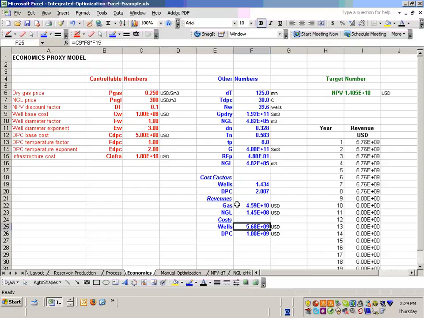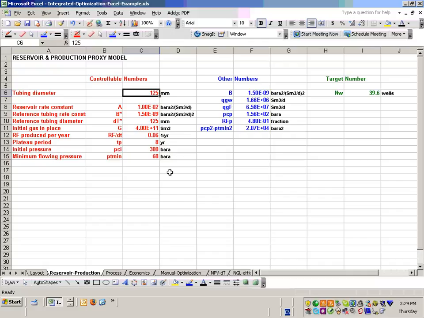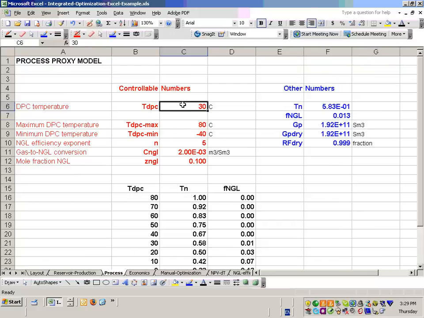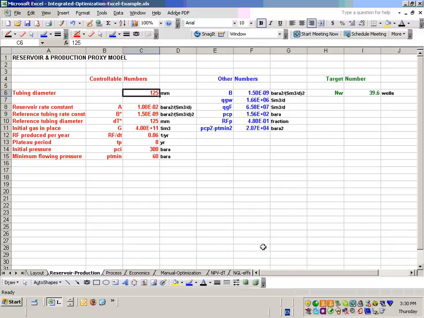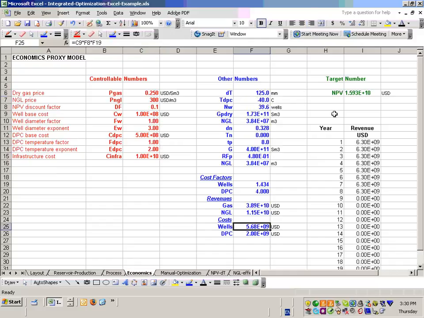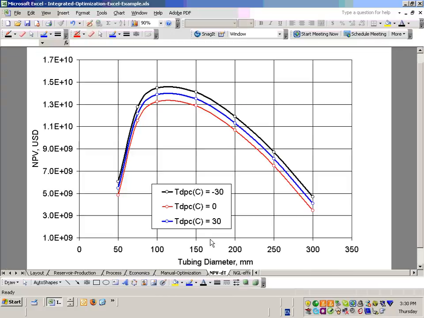So the final optimal is 125. It's minus 30. It's probably minus 40 since we can accept that. And we got 40 wells, and we've got a net present value of 16 billion, which should be higher than any of these. Okay, minus 40. 40 wells. That's kind of the optimal design for this field right now.